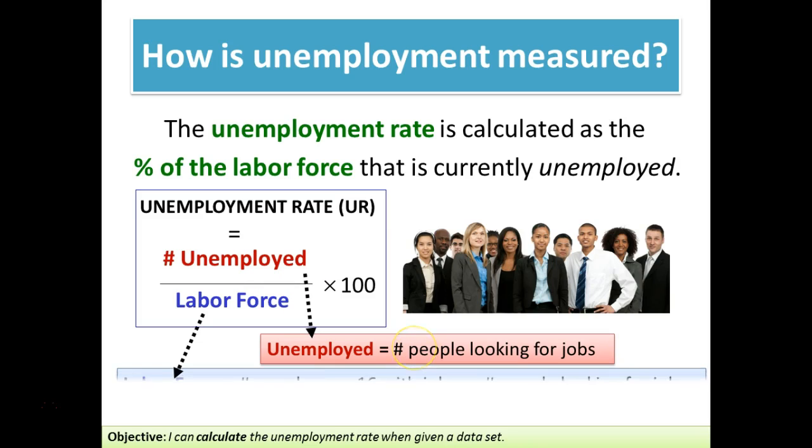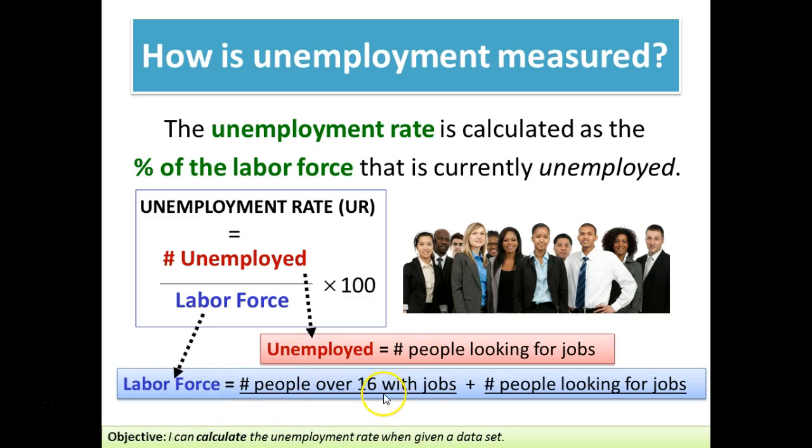Your labor force is going to be a combination of people that are over 16 with a job. This can be a full-time job or part-time job. So we would say that these people are employed plus the people that are looking for jobs. The people looking for a job, as we already said, are the people that are unemployed. So a simple way of thinking about the labor force is people working plus people wanting to work. When you know those definitions, you're going to have no problem doing the calculations.